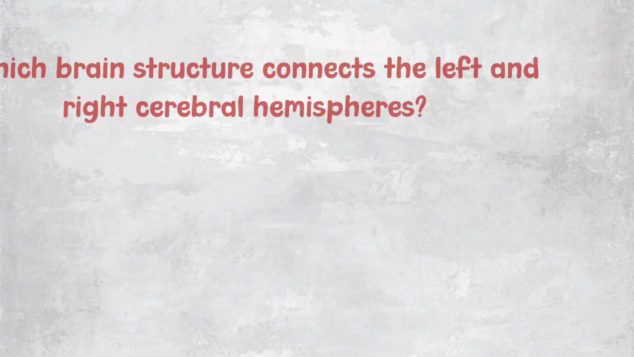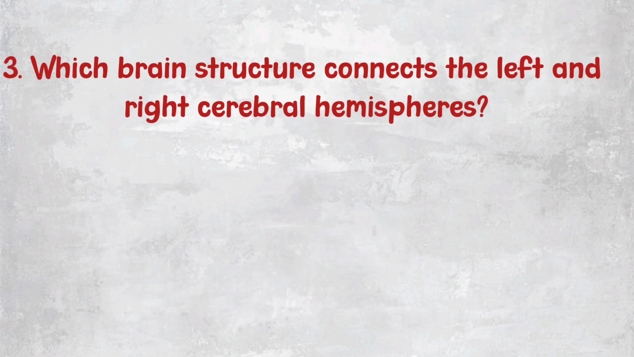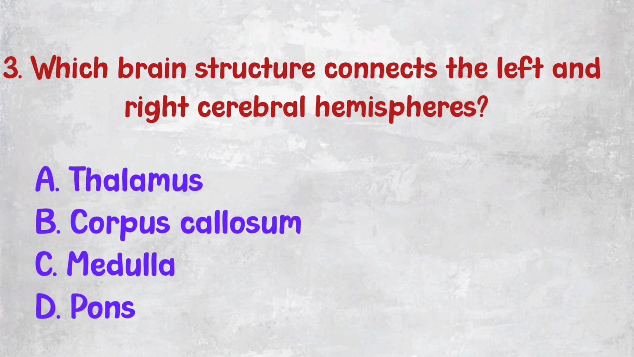Question number 3. Which brain structure connects the left and the right cerebral hemispheres? We have A, the thalamus, B, the corpus callosum, C, the medulla, and D, the pons. Our answer is B, the corpus callosum. The corpus callosum is a thick band of nerve fibers that allows communication between the left and the right hemispheres.